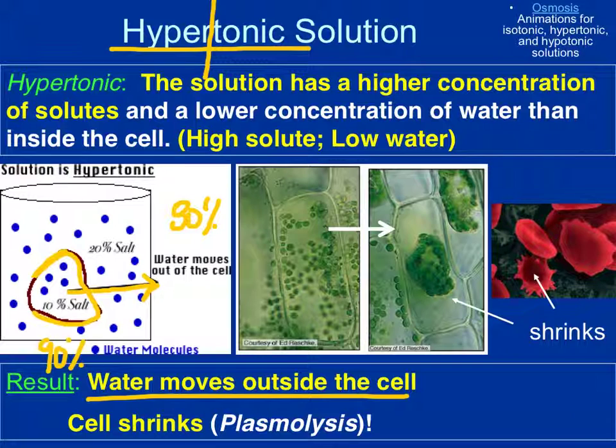Here's some plant cells, and you see that the cells shrink up or shrivel up. This is an example of a plant cell, and that's exactly what happens when plants wilt. Water leaves them, they become limp, they become wilted, and it's because water has left the cell.